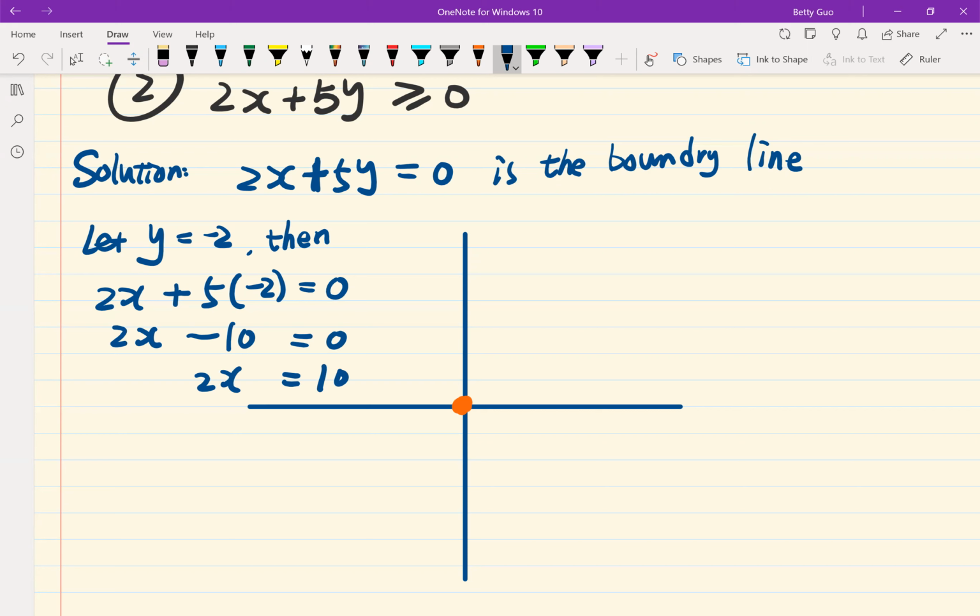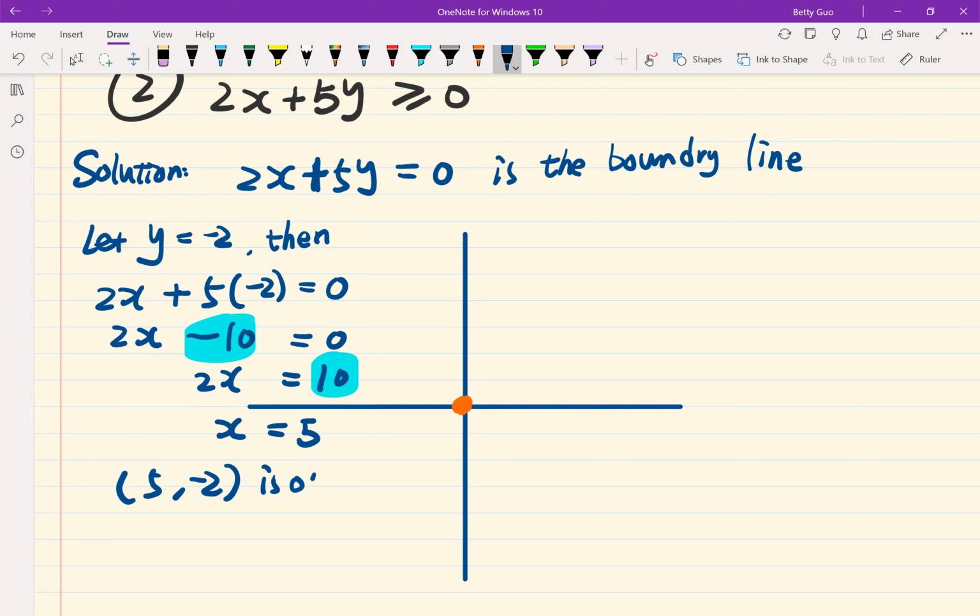Yeah, transposition, right? We move -10 over to the right, so negative becomes positive. And divide both sides by 2, what do we have for x? 5. Correct? 10 divided by 2 is 5, right? What does that mean? It means (5, -2) is a solution, or is on the line.